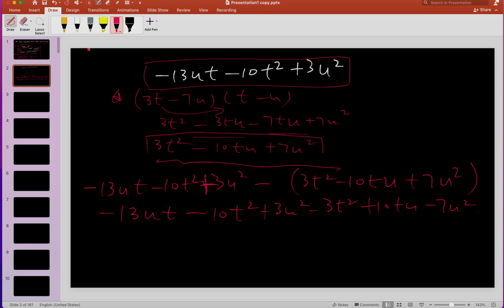So now you're going to underline the similar terms. ut. Then use different lines to underline similar terms. t squared. Then of course this one is u squared. So tu or ut, so minus 13 plus 10 is minus 3ut. Minus 10 minus 3 is minus 13, plus minus 7 minus 4.